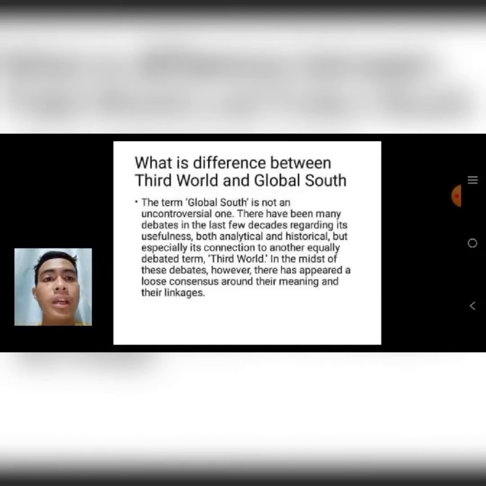So, the term global south is not an uncontroversial one. There have been many debates in the last few decades regarding its usefulness, both analytical and historical, but especially its connection to another equally debated term, third world. In the midst of these debates, however, there has appeared a loose consensus around their meaning and their linkages.